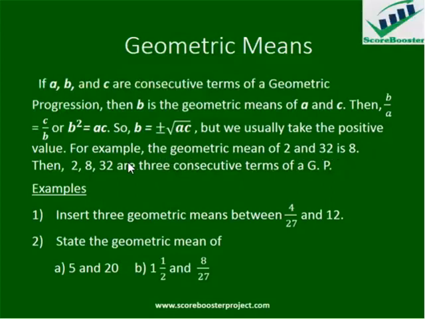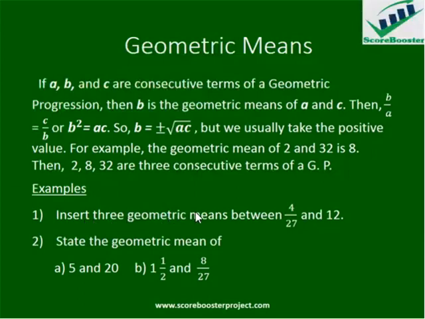Then that particular GP we have has consecutive terms 2, which is the first, which is A, comma, the geometric mean B, which is 8, and the last term, which is 32. So these numbers are three consecutive terms of a geometric progression, and 8 is the geometric mean. And the common ratio here is either dividing 8 by 2, which is 4, or you divide 32 by 8, which is also 4. So we move to examples.